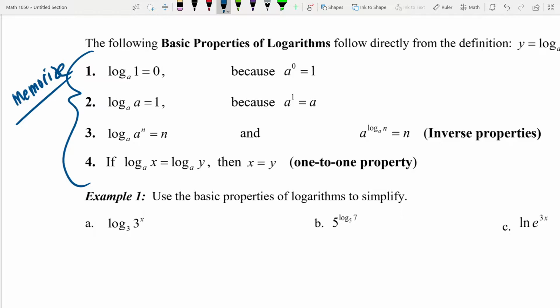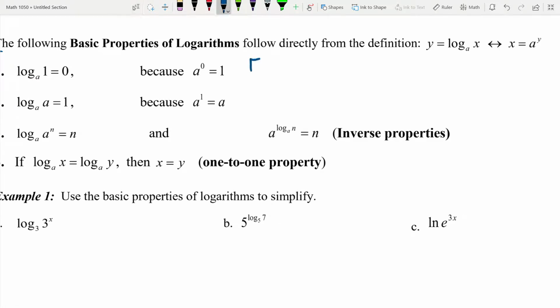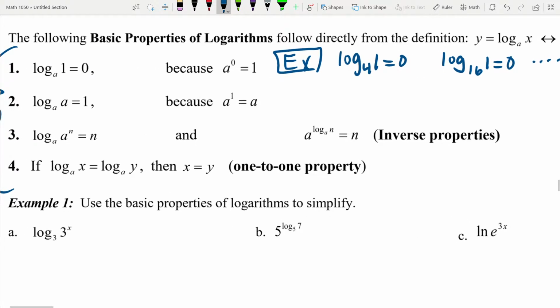Log base a of 1 is 0. Off to the side, right over here, I want you to put EX, example, and I want you to put log base 4 of 1 is 0. And then I want you to put log base 16 of 1 is 0. And then I want you to just do... We could write it all day long. Okay? Log base anything of 1 is 0, as long as that base is bigger than 0, which we're not going to worry about that much. We'll talk about that later.